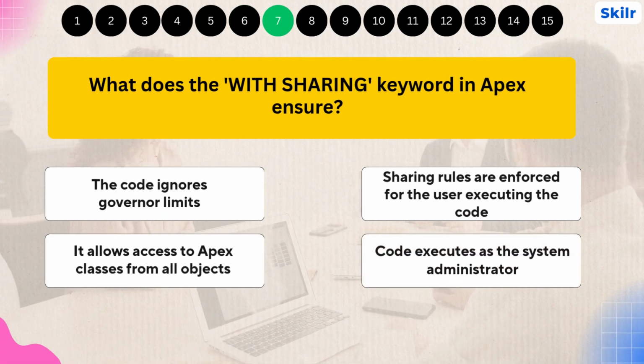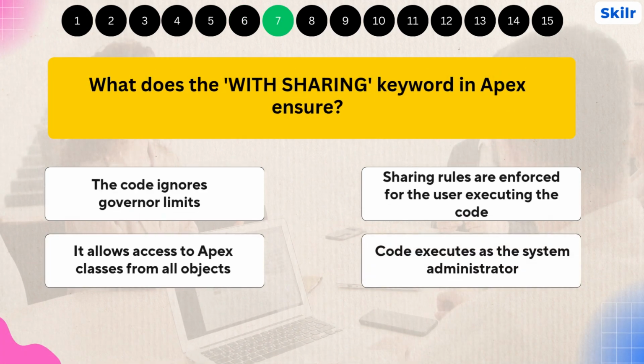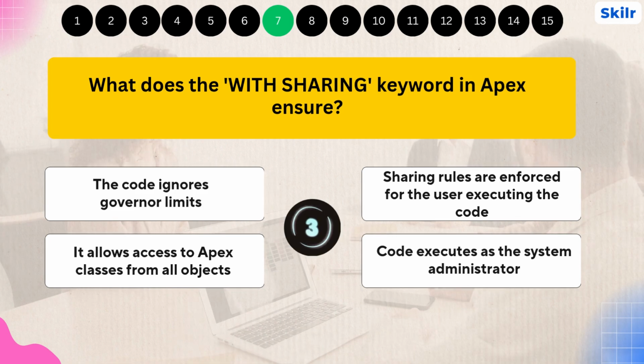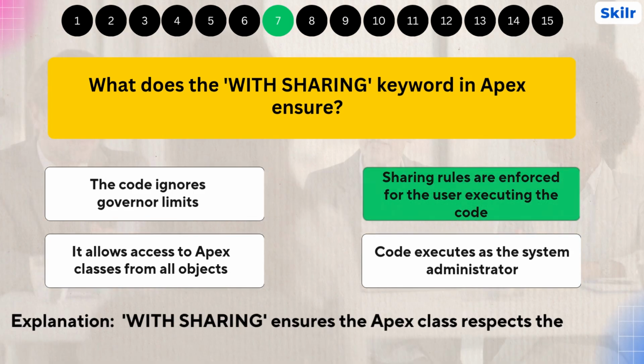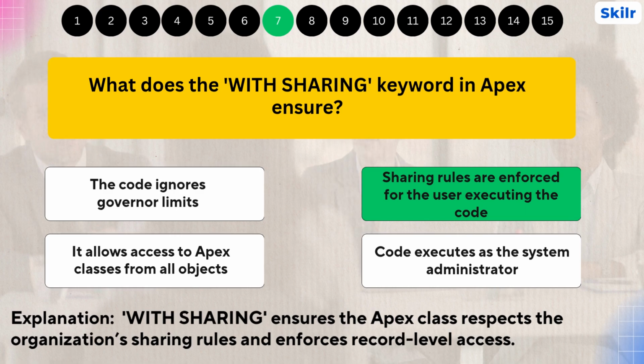Question 7. What does the with sharing keyword in Apex ensure? The correct answer is sharing rules are enforced for the user executing the code. With sharing ensures the Apex class respects the organization's sharing rules and enforces record-level access.